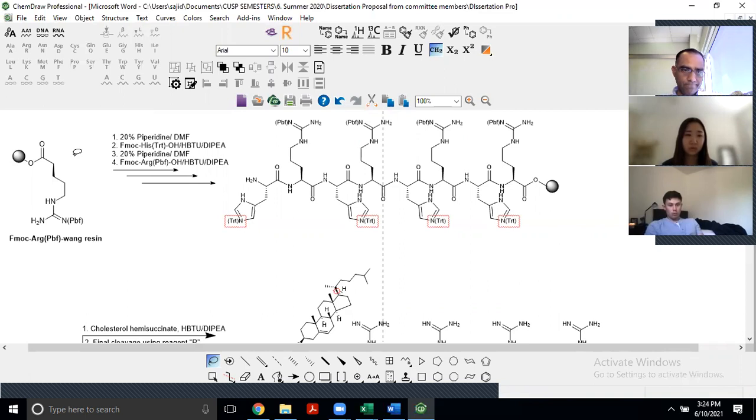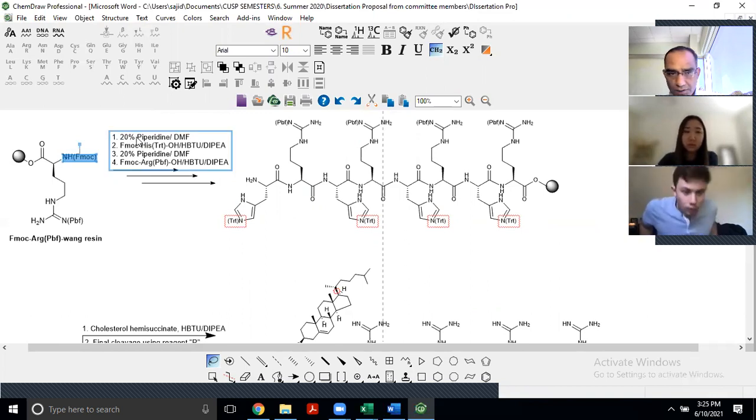If I remove FMOC, what will be there? Guess. Free amine. What will be free? Free amine. And in the next amino acid, we will have the carboxylic acid group free. Got it? So the first step is 20% piperidine in DMF. What is the purpose of 20% piperidine in DMF? To deprotect FMOC. It will remove FMOC.